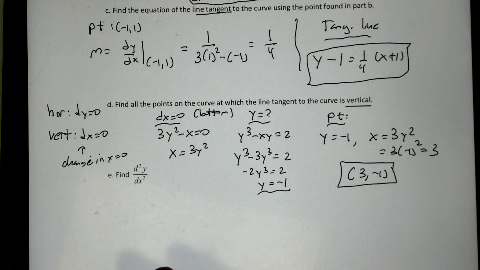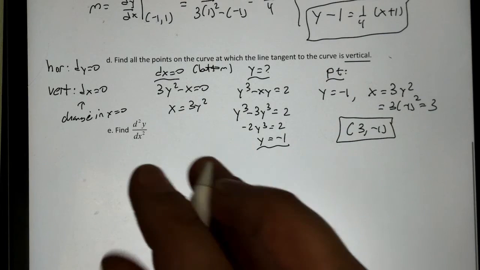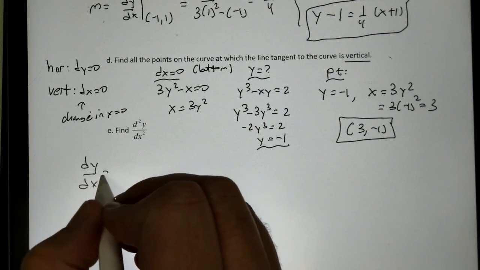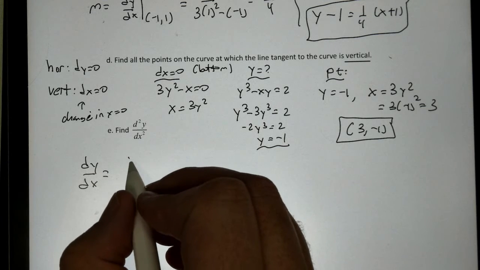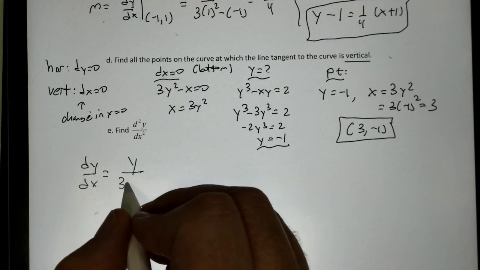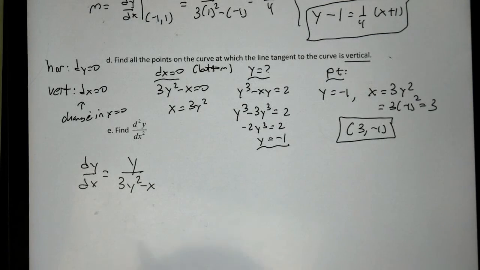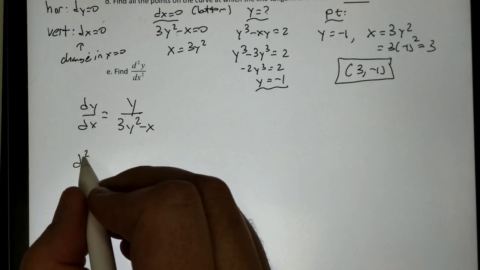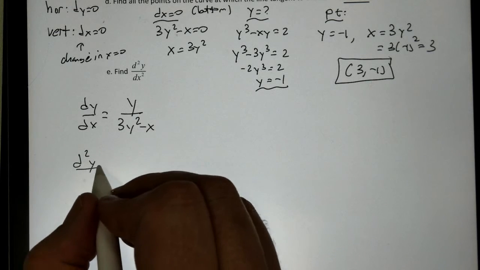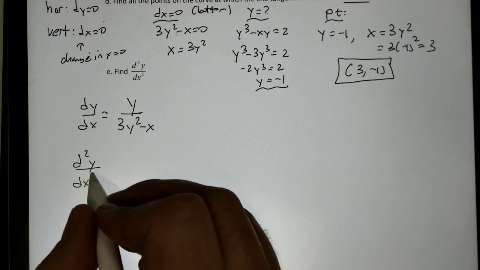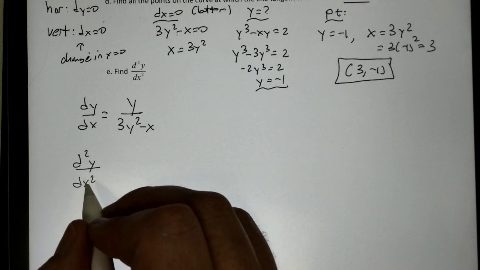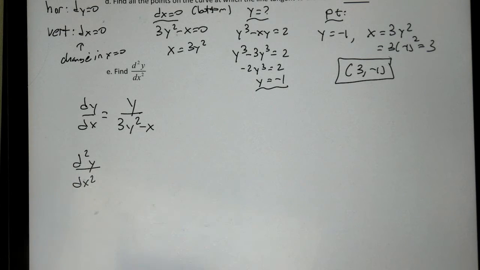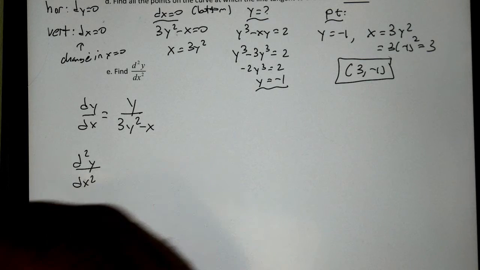And we did this in the last video. So if we know what dy/dx is, we know dy/dx is the following: y over 3y squared minus x. When we take the second derivative, our notation, the second derivative of y with respect to x, the notation is important here. We're taking the derivative of y with respect to x again, and that's why we put the 2 on the x, because x is my independent variable.